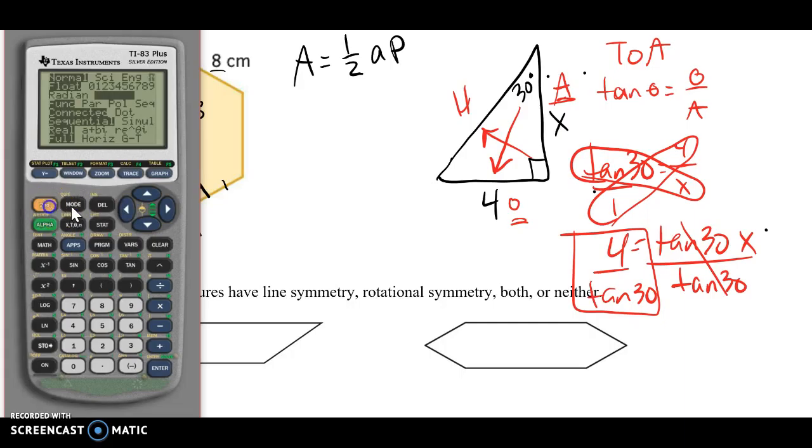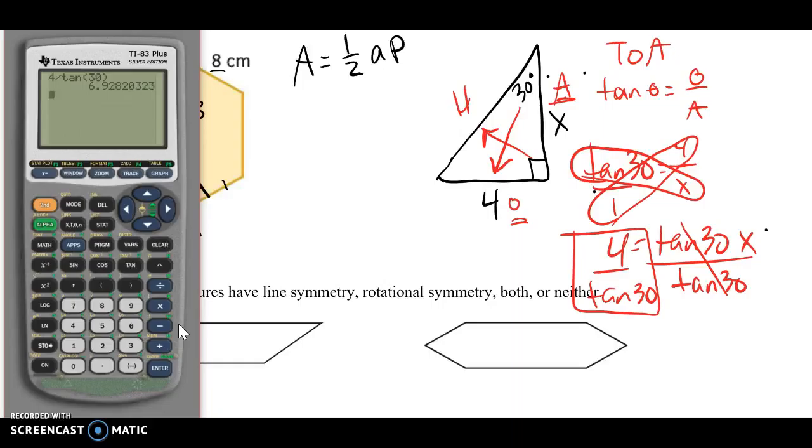Okay, and then we can go second mode. That'll quit. That'll get you out of it. Okay, and then we can put this guy in just like he is. So it's 4 divided by tan of 30. Just like that. 4 divided by tan of 30. And we should get a not so pretty number, right?